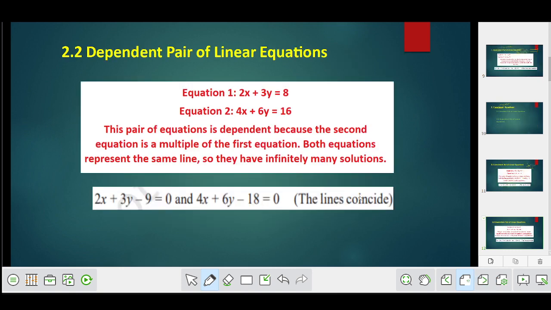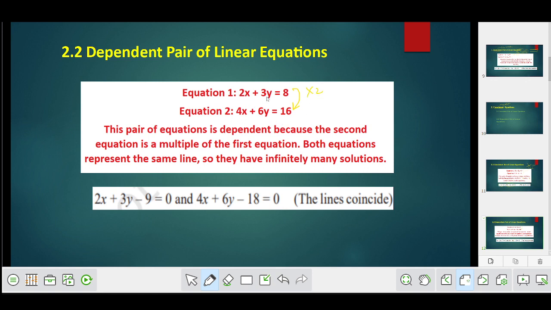Dependent pair of linear equations. That means one equation is dependent on the other. The pair of equations is dependent because the second equation is a multiple of the first equation. That means it coincides. Here we have written the same equations, because if we multiply the first, we can get the second. Here we will multiply by 2, and we can get the second equation.